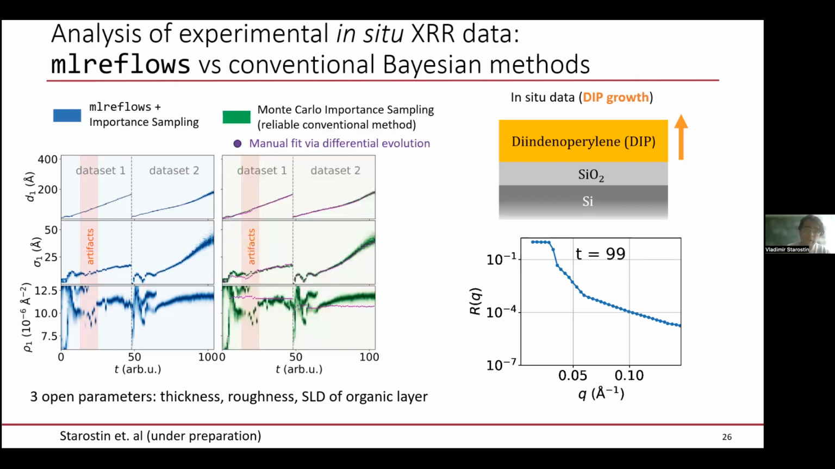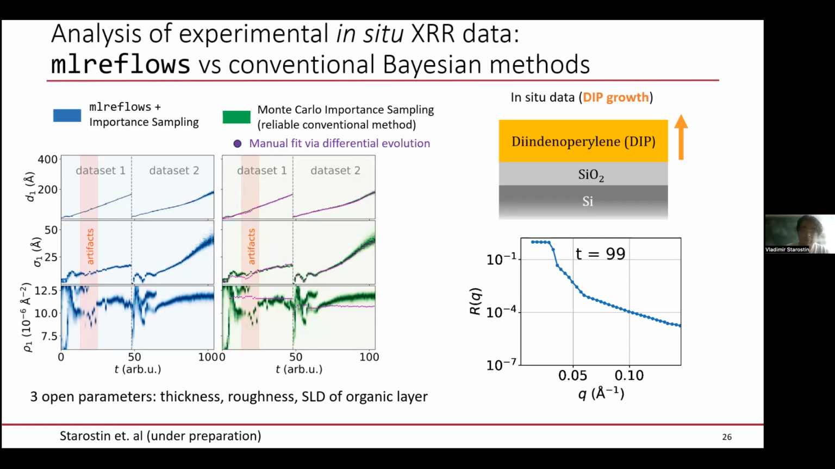And we also can do that with conventional methods. I used here Monte Carlo importance sampling. And first of all, you can see that it fits really good. So basically, it gives the same results. Also, I show here the manual fit with differential evolution, which doesn't fit very well because, as I said, it's not as reliable as probabilistic methods.